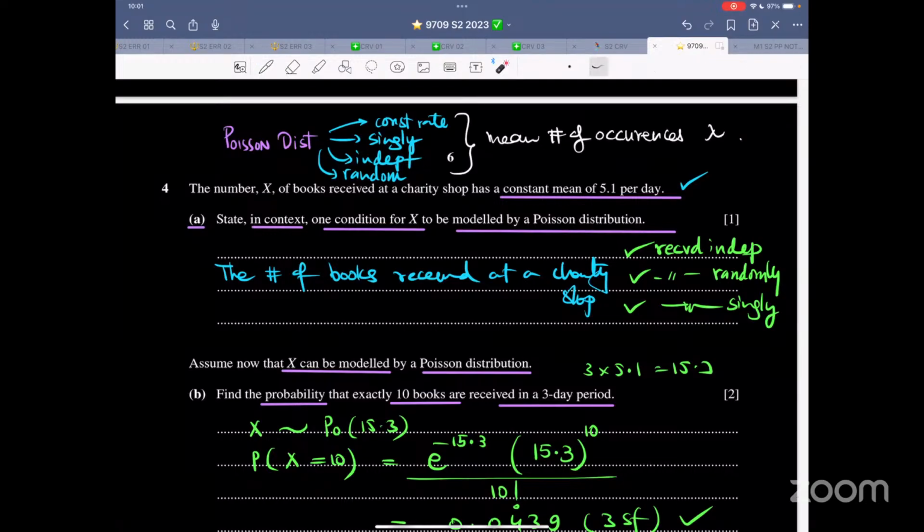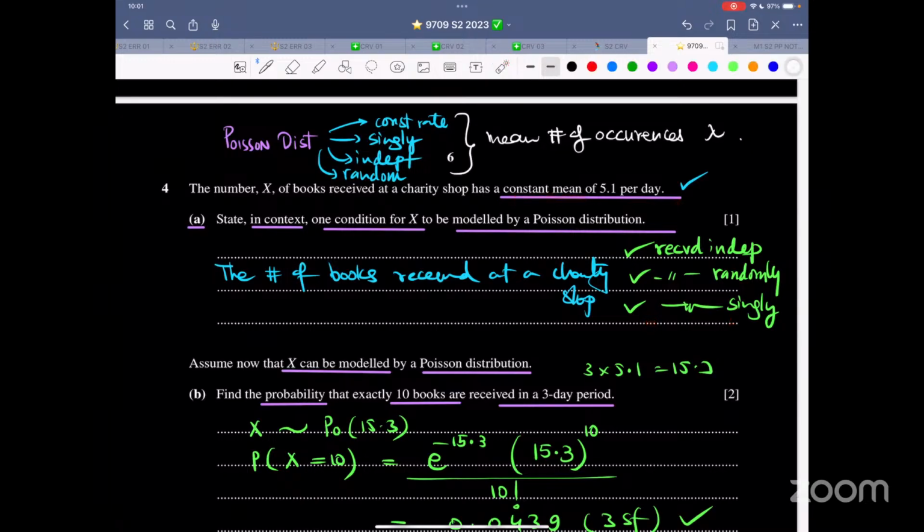So first of all, the mean number of occurrences should be occurring at a constant rate. The occurrences should be occurring singly. They should be independent. They should be occurring at random. So now we are talking about the number of books received. The number of books received at a charity shop should be received independently, randomly, and singly. Constant rate was already mentioned.